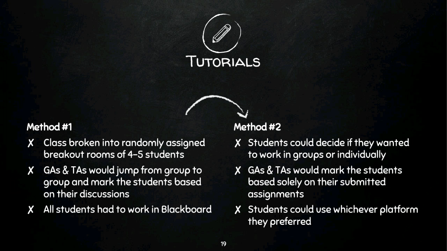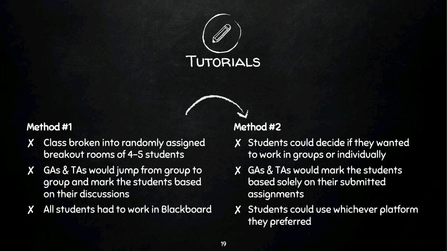So the first method was the class was broken into randomly assigned breakout groups of 4 or 5 students, and this was done by the professor. So as a GA or TA, you might have to start the breakout rooms yourself, and we can talk about how to do that later in the workshop as part of the group activity. And then each GA was assigned a certain number of groups. So like I had groups, say 4 through 8, and I had to jump between those groups throughout the tutorial.